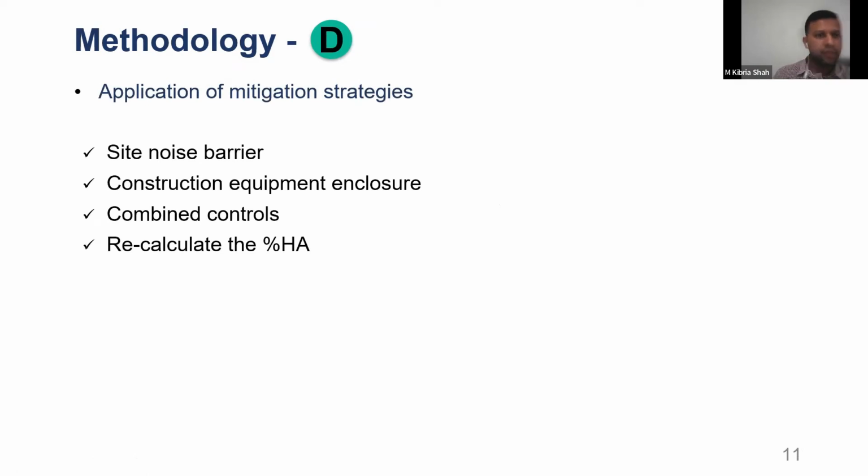After that, in this research, in the CadnaA model again, we try different mitigation strategies, like noise barriers and equipment enclosures for the construction equipment. Then we use the combined control, like the side barrier and equipment enclosure. After that, we recalculate the percent highly annoyed to see how the percent HA will change if we apply all of these noise mitigation strategies for this project. I will show you later on.